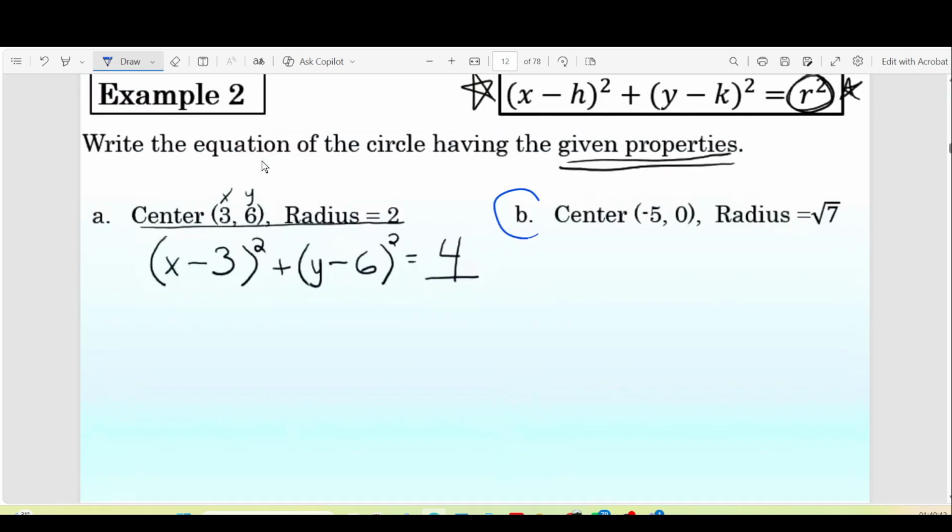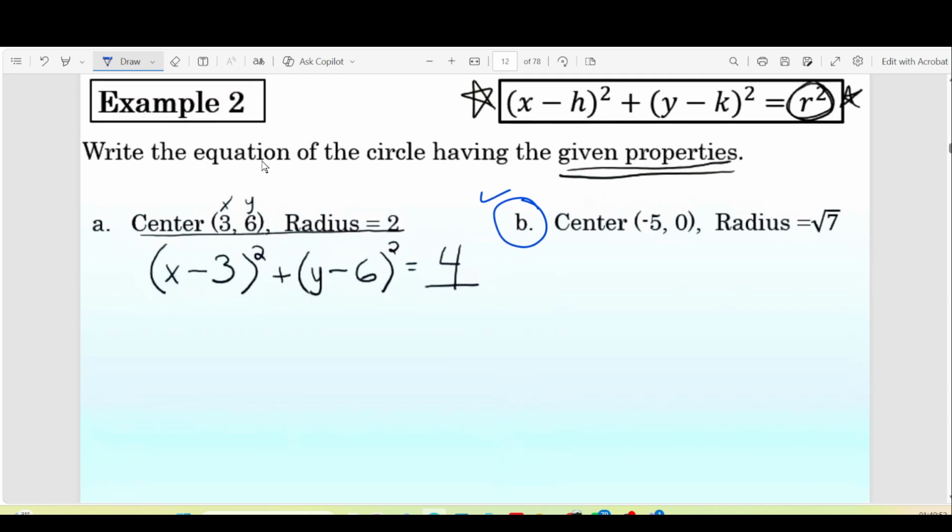Try this one, part B. Okay. Yeah, the equation. Okay.